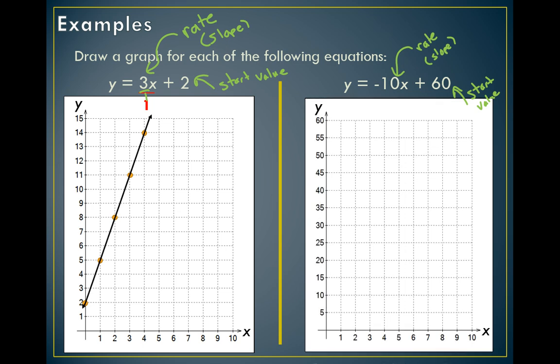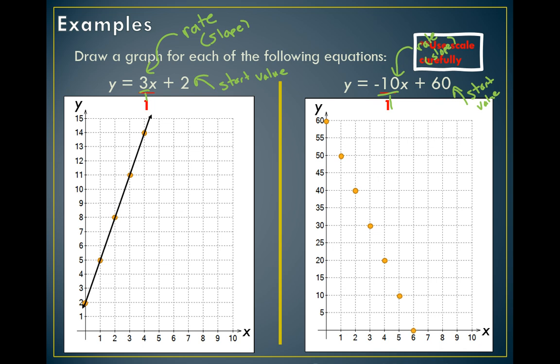So where does this start? 60 on the y-axis. Now the slope's negative 10, so that's the rise, but what's the run? Put it over 1. So negative 10 rise. What does that mean? Am I going up or going down? Down. So down 10 over 1. Down 10 over 1. All the way down till you get to 0.